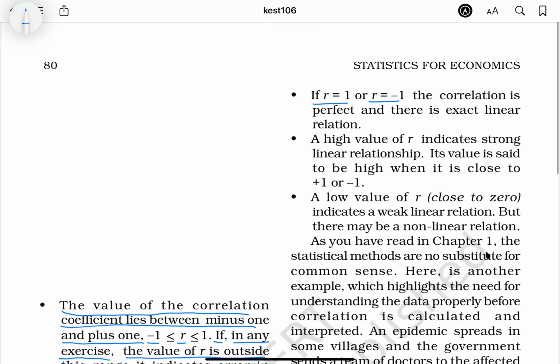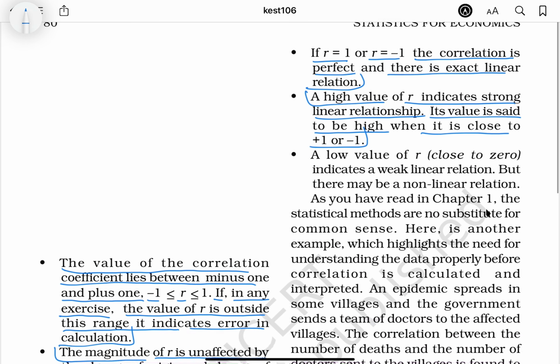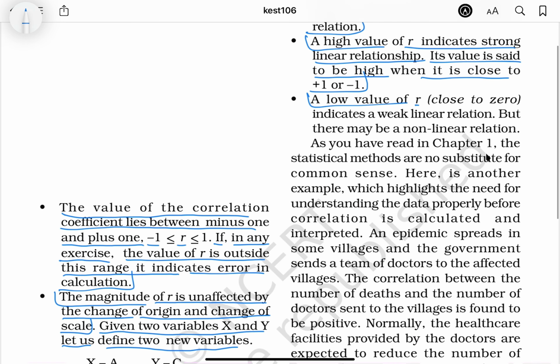If r is equal to 1 or r is equal to -1, the correlation is perfect and there is exact linear relation. A high value of r indicates a strong linear relationship. Its value is said to be high when it is close to +1 or -1. A low value of r close to 0 indicates a weak linear relation, but there may be a non-linear relation.